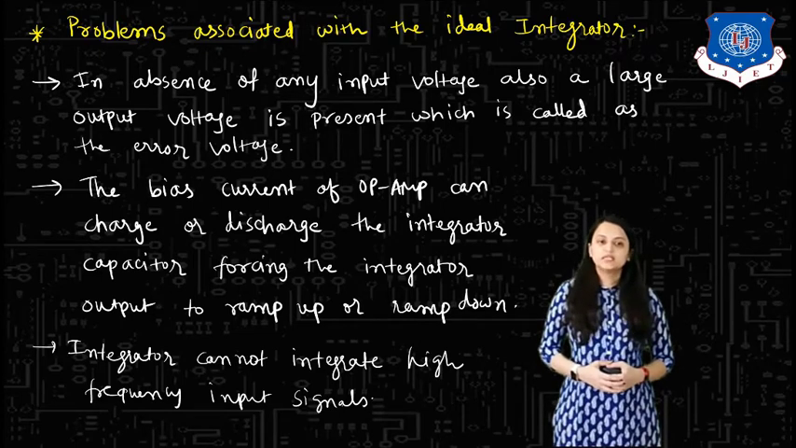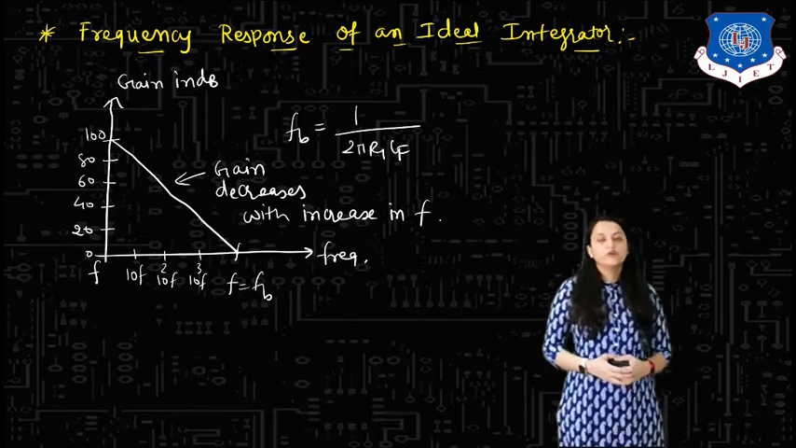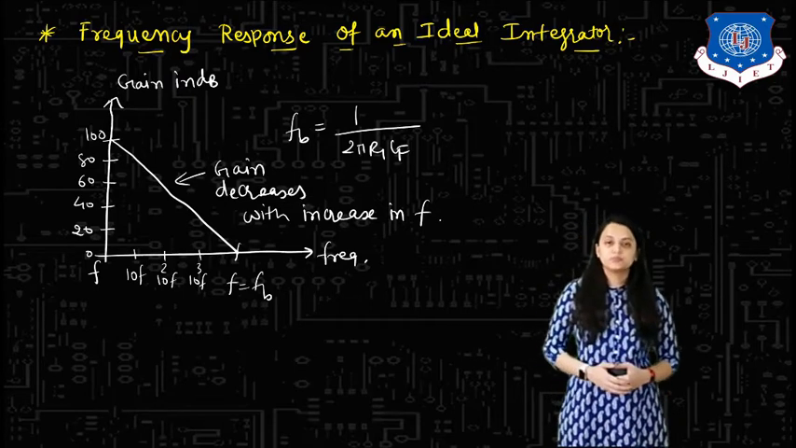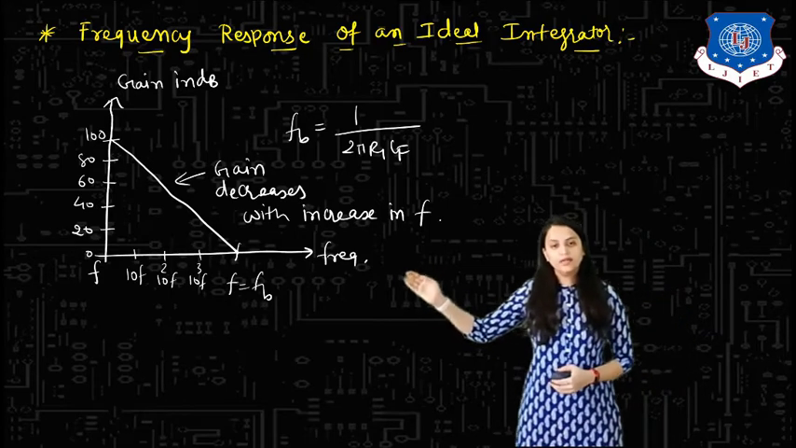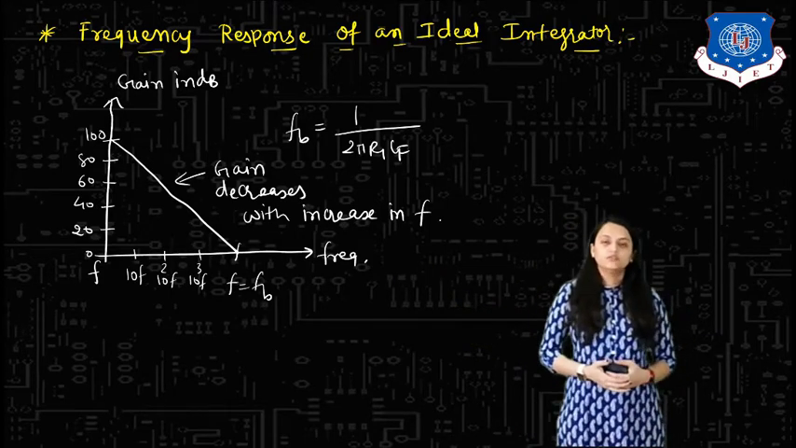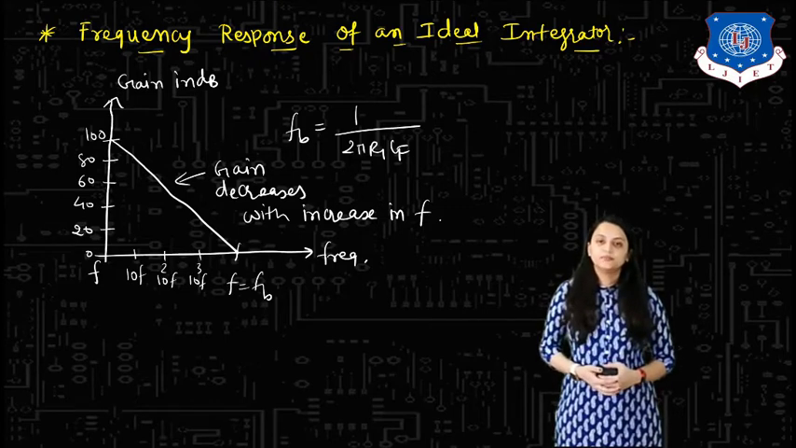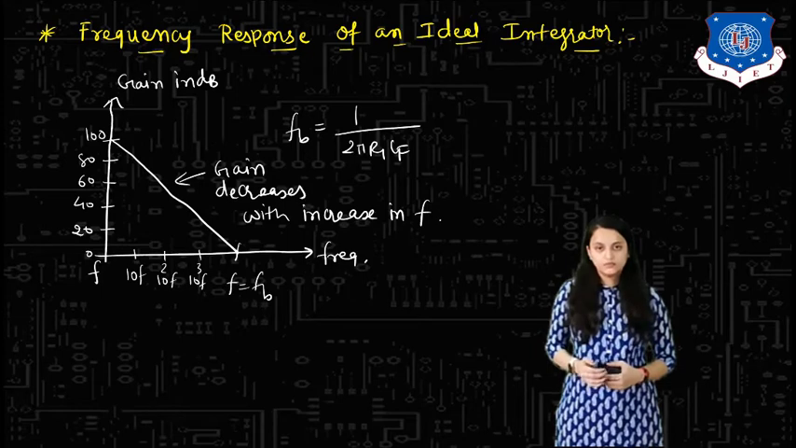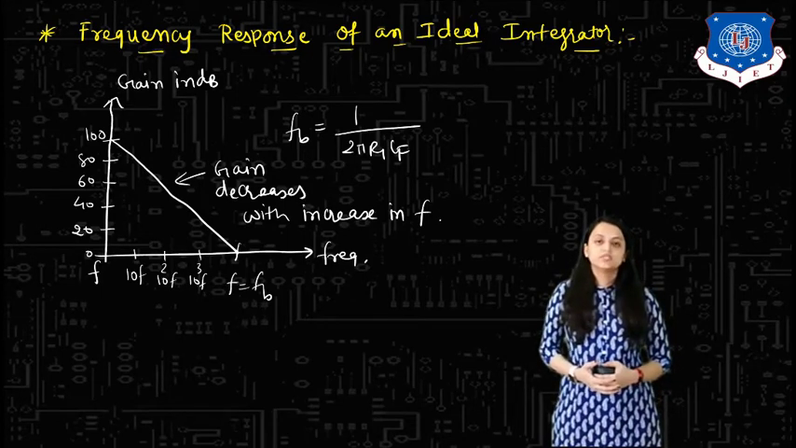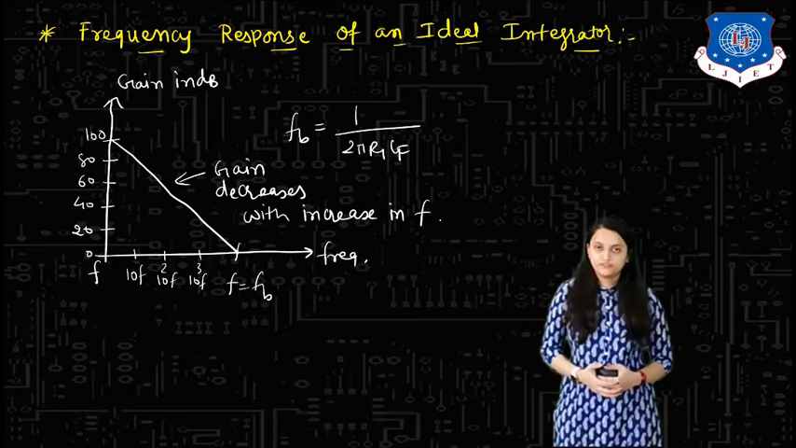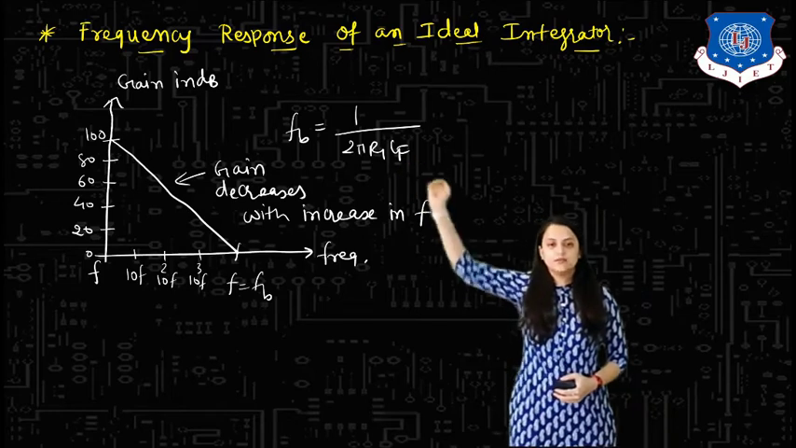Now let us see the next one, that is the practical integrator. But before that, we are going to see the frequency response of an ideal integrator. So, this is the frequency response of the ideal integrator, which is the graph of gain versus frequency. Here, as you can see, gain decreases with increasing frequency f. Here the frequency value can be given as fb, that is equal to 1 by 2 pi R1 CF.